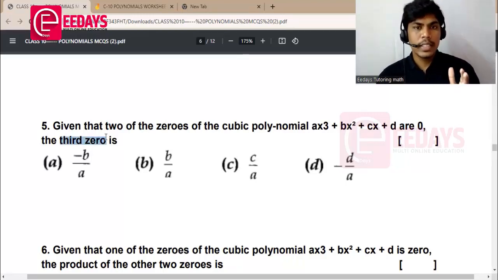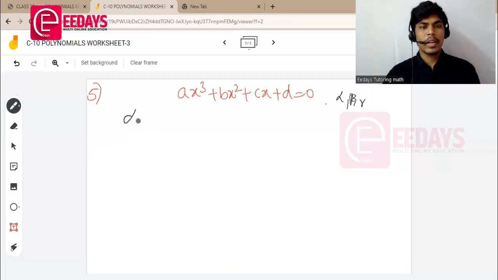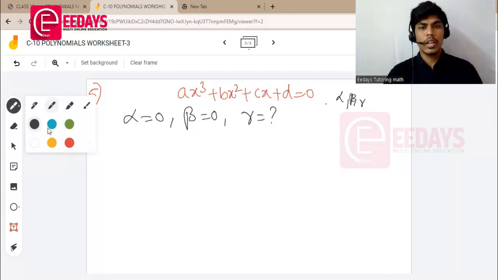If they ask you to find the third zero, then they have already given two zeros, right? Alpha, beta already given. What are alpha, beta now? They are 0. Might be confusing. Alpha is equal to 0, beta is equal to 0. We need to find gamma, the third zero. All right. Let's find out.